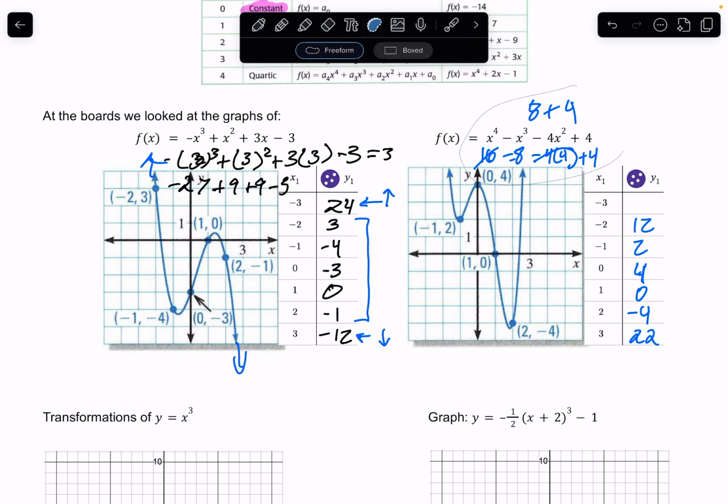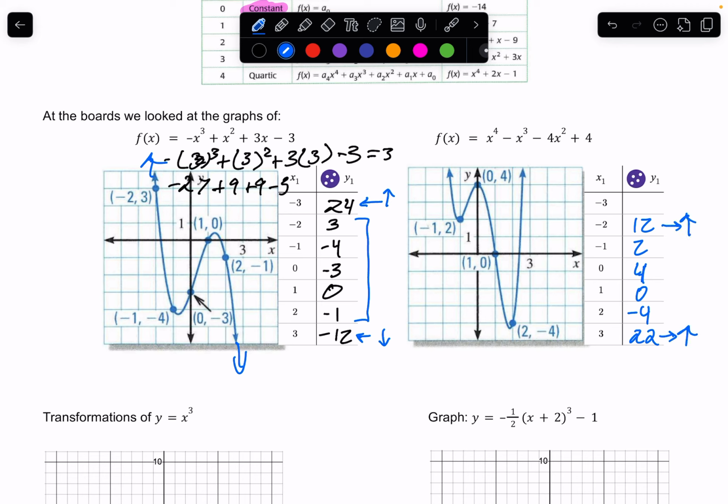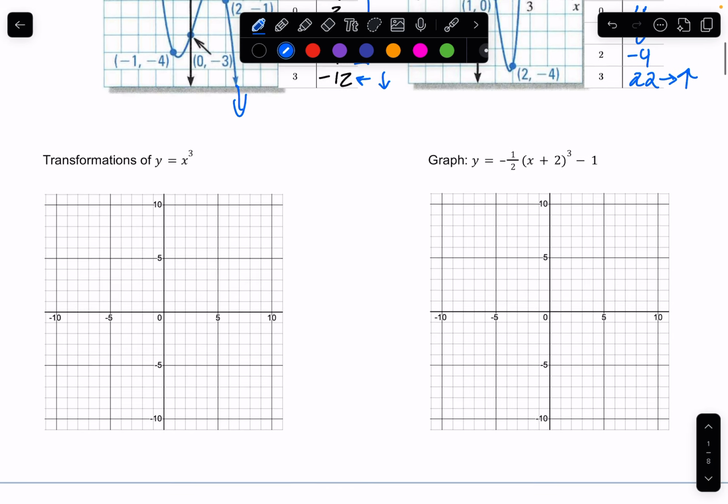And I'm not going to do the last one just because I know it's going to get too big, but this one here tells me that I'm going up. This one here tells me that I'm going up. So when I'm considering my graph, that's why I'm ending up on both sides right there. And again, I just connected through the rest of my dots.